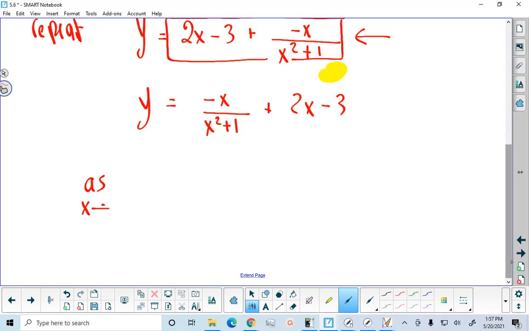As x approaches infinity, this thing will approach 0. I'm going to stop there. How many of you could explain to me why this thing is approaching 0 as x approaches infinity? How do you know it does?